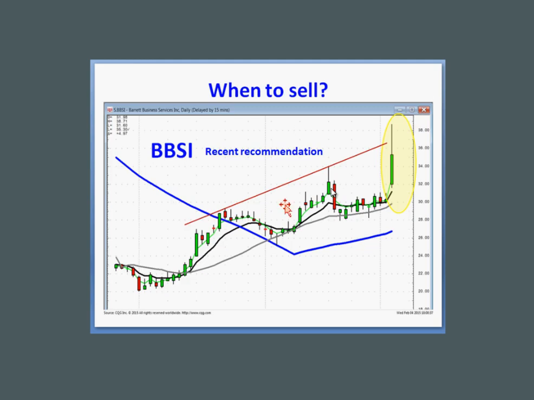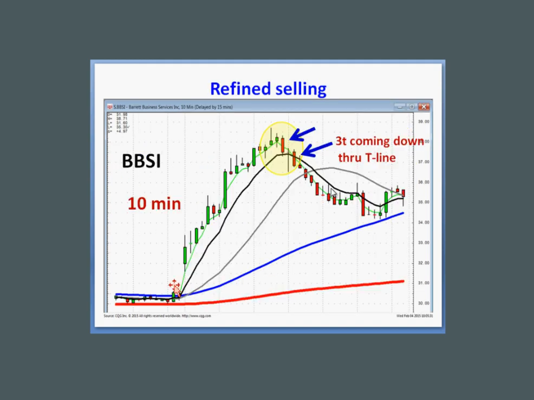Oops, here's one. Notice how far away we are on a big blast that day. Should we take profits up here? Well, if it's up here, it's a big green candle. There's no sell signal. However, if you flip to your 10-minute chart after a big price move, when's the appropriate time to take profits? Right here as you're coming back down to the 10-minute T line.